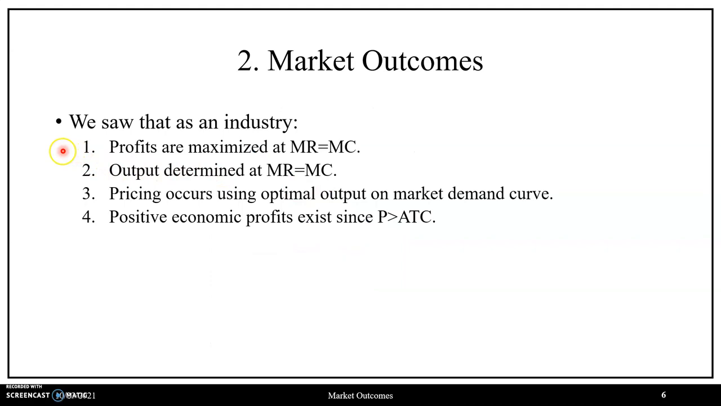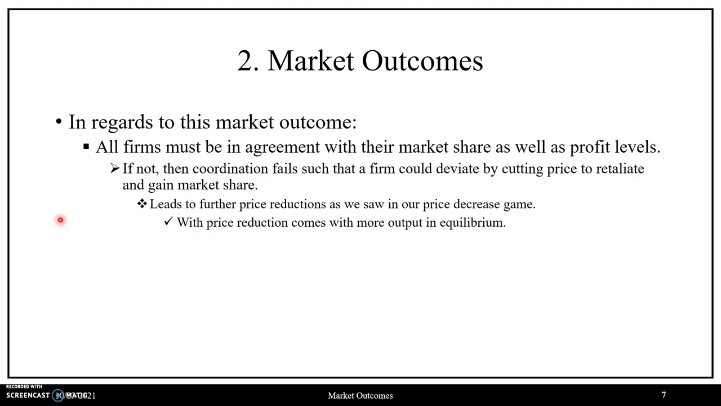So then to recap, profits were maximized at marginal revenue equal to marginal cost, which gave us our output determination using this rule, and using this output level, we then determined our pricing strategy by moving up to the market demand curve, where we saw that some positive economic profits existed given that our price point was above average total cost. And in terms of evaluating consumer surplus, we saw that there was some, as we saw was evident with the monopoly case as well.